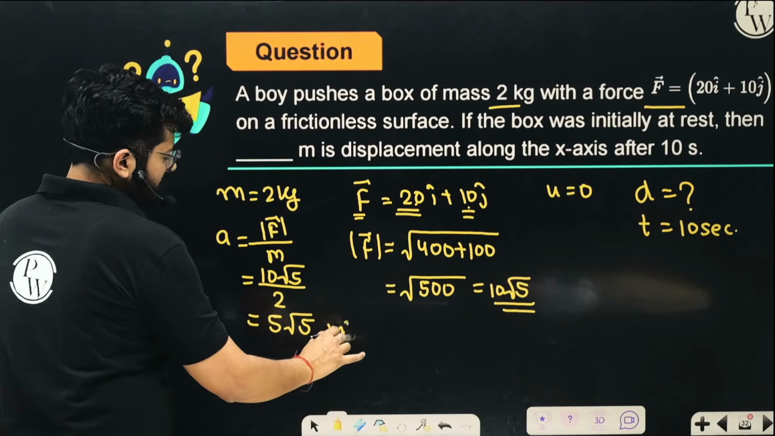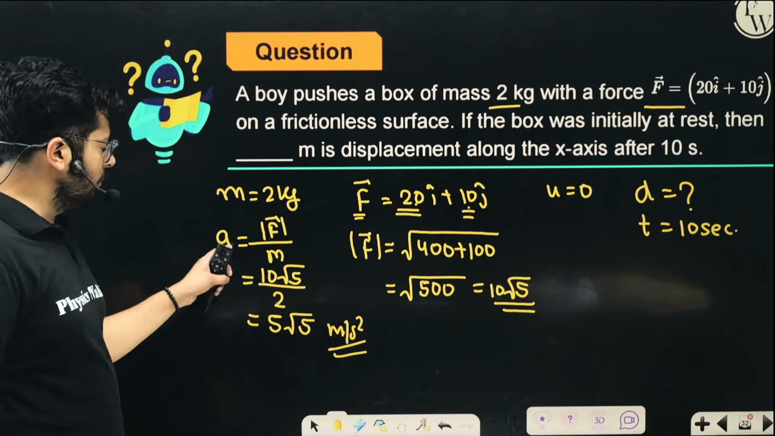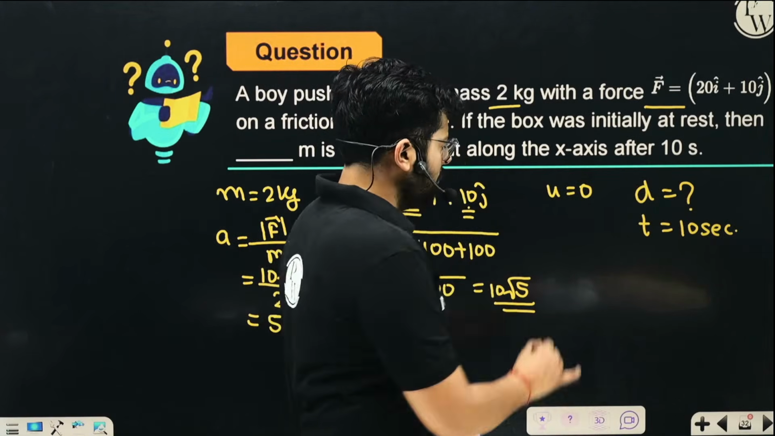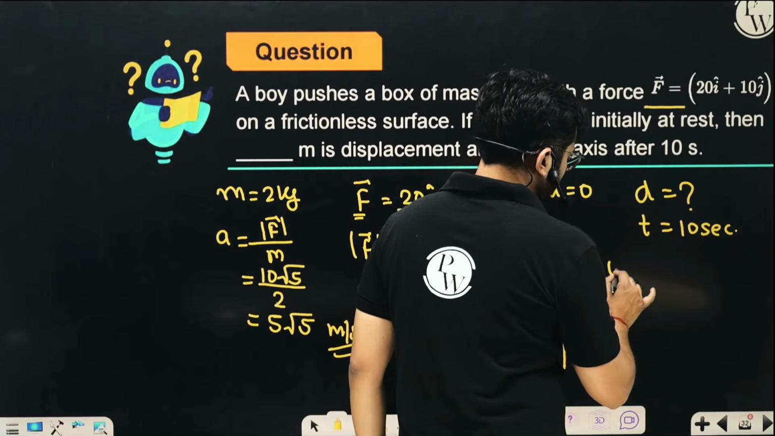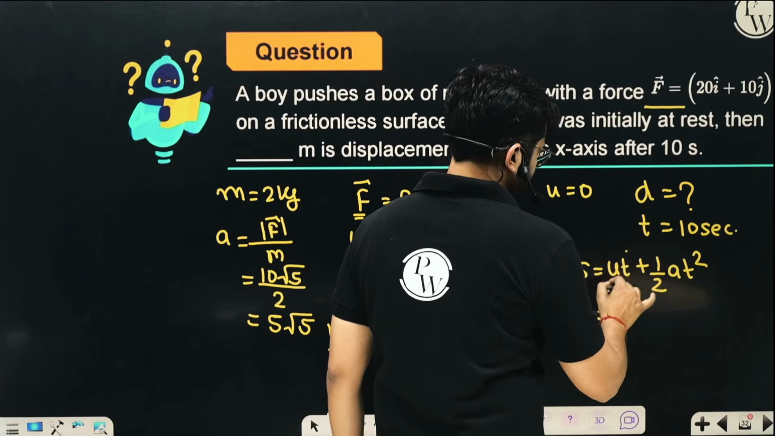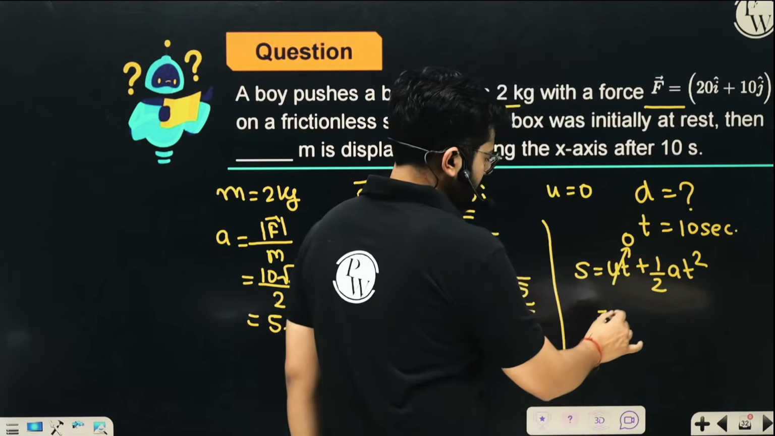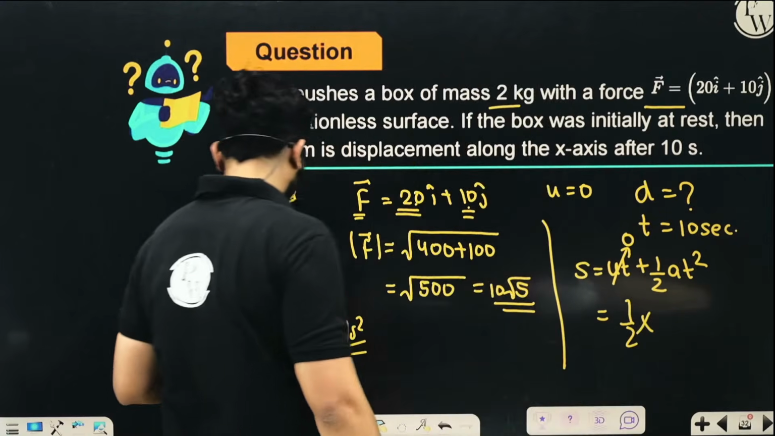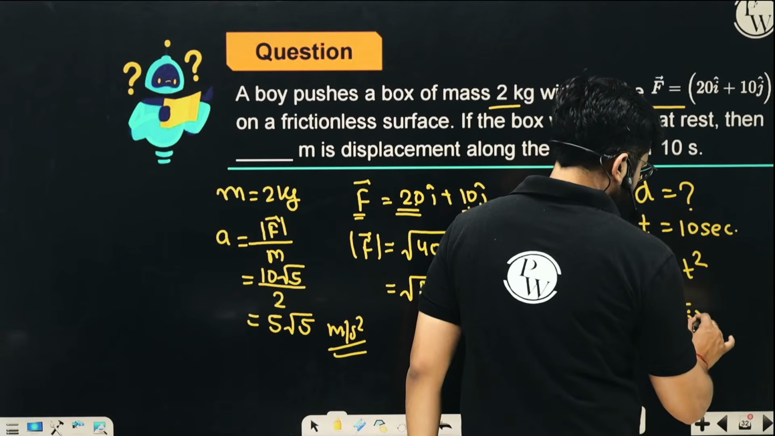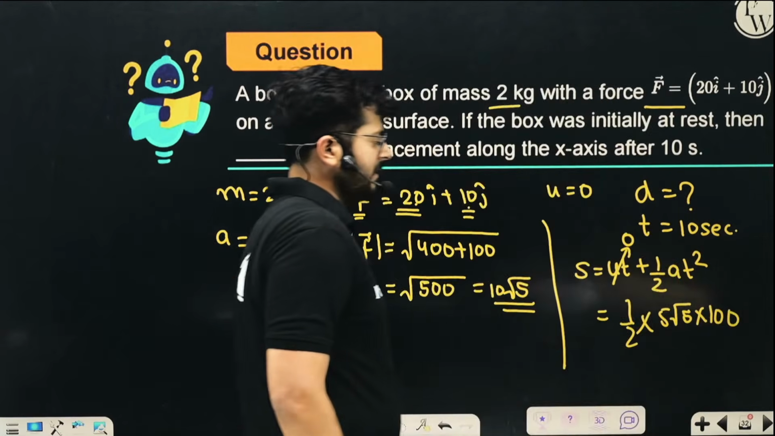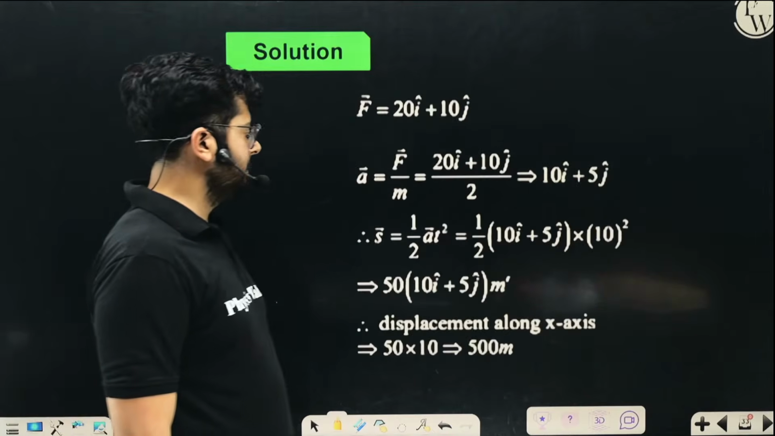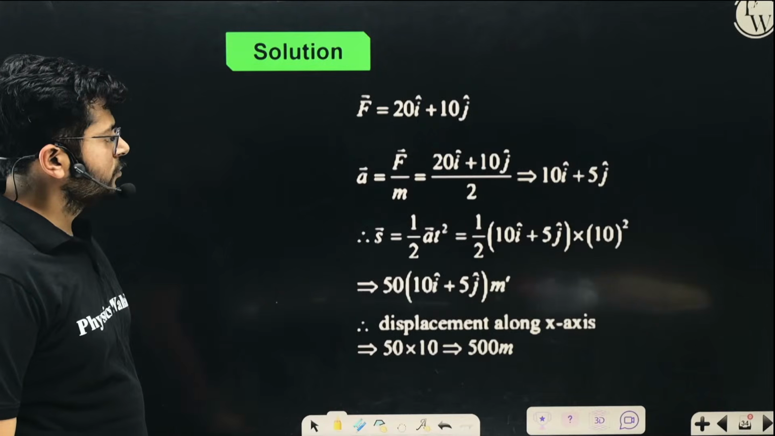Once you know the acceleration acting on the body, you know the constant acceleration is there. Initial velocity is 0. Time is also there. So you can apply s equals ut plus half at square, because constant force will create constant acceleration. This part is 0 because initial velocity is 0. Half acceleration, acceleration is 5 root 5, and t square is 100. So you just multiply it and you can calculate the final value. I hope the idea is very clear.